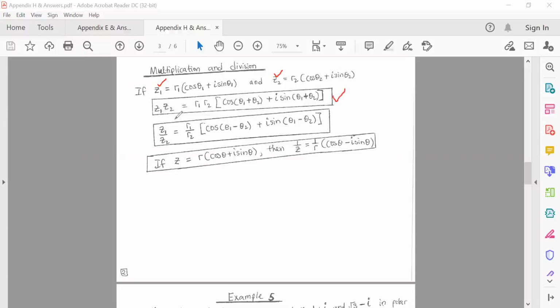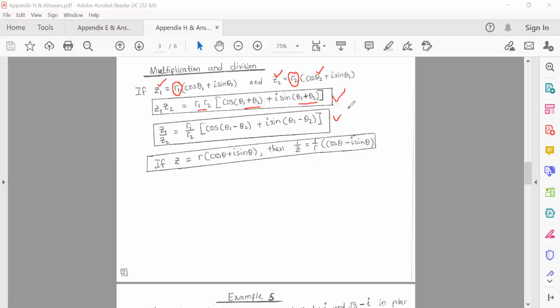And how does the formula work? If you say Z1 times Z2, you start by just multiplying the moduli. So the moduli multiply, R1 times R2. And then the argument, remember we call this theta the argument, you simply add them up. So you have cos of theta 1 plus theta 2, i sine of theta 1 plus theta 2. And take note, if one of them is negative, let's say theta 2 is negative, then obviously here you're going to have theta 1 minus, because if you say plus minus, it's actually a minus.